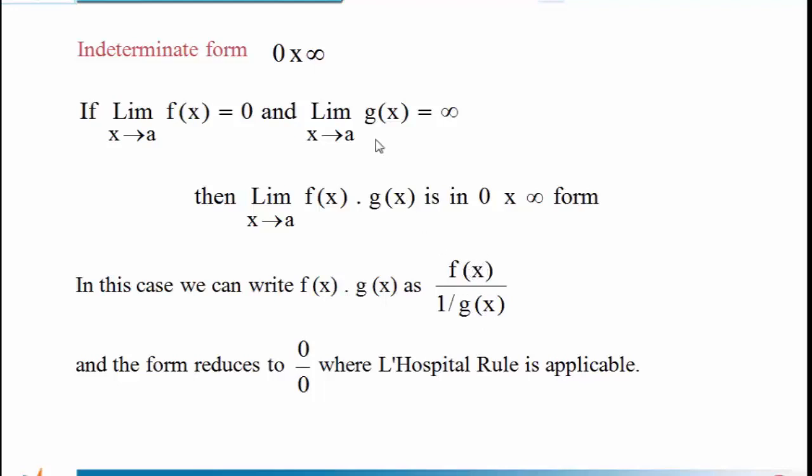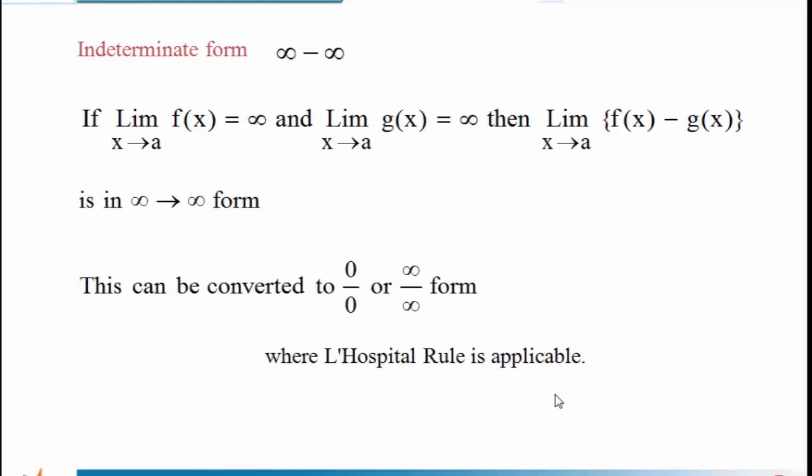See here, f of x into g of x can be written as f of x divided by 1 upon g of x, meaning a ratio will be created. So we can get the 0 by 0 form, or sometimes we write it as g of x divided by 1 upon f of x, then the form will be infinity by infinity, and we are ready to apply L'Hospital rule.